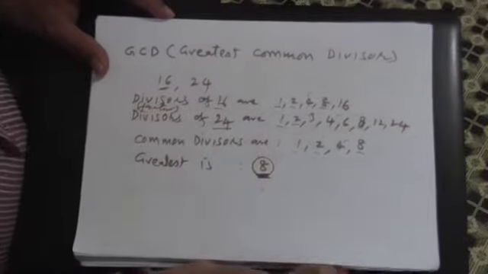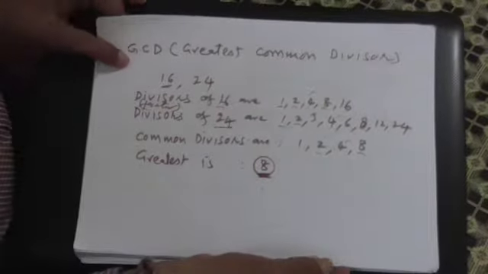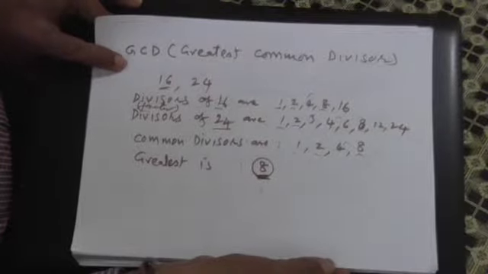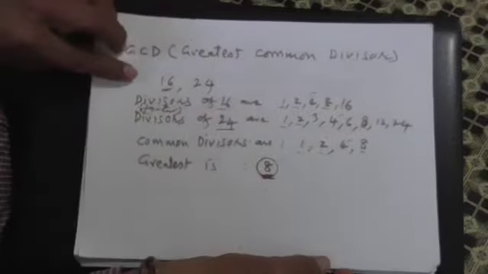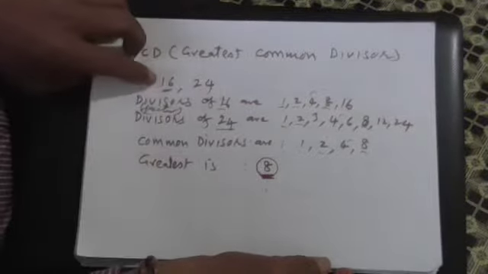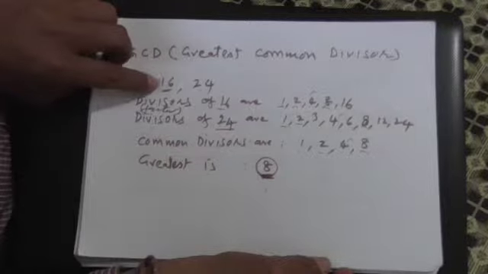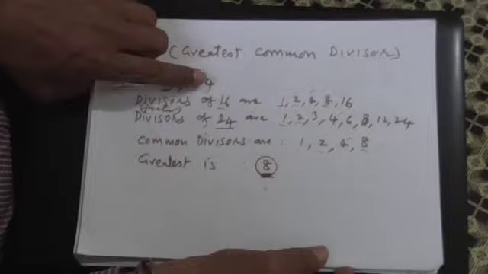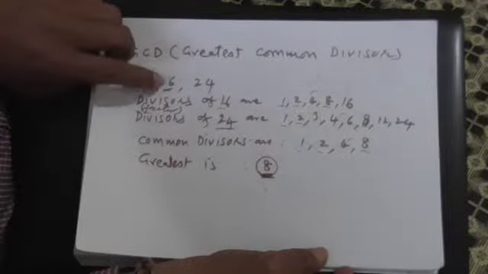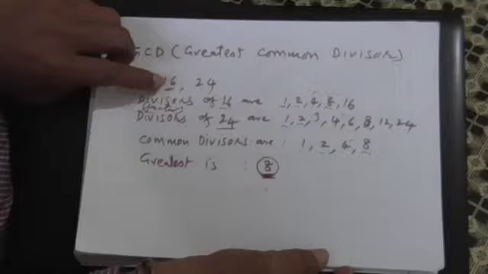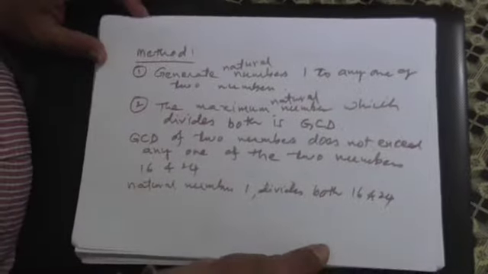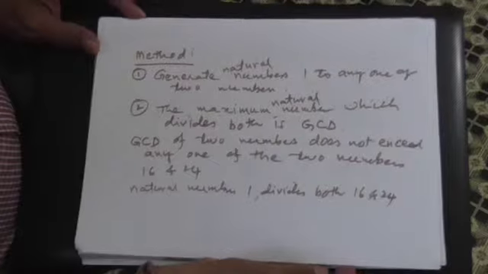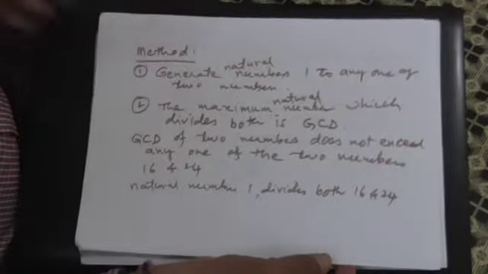So what is the procedure and how do we do this? A very important thing is that the greatest common divisor of any two numbers cannot exceed either of the two numbers. We clearly say that it will not exceed 16, because out of these two, the smaller is 16. Therefore, the greatest common divisor cannot exceed 16. So what is the method to find the answer for any two numbers?